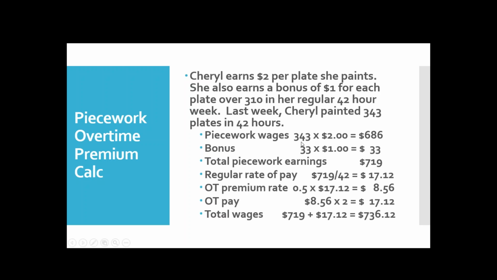So here's the math. 343 times $2 is $686. She went 33 over her 310 scheduled, and she got $1 for each one of these, so we'll add another $33 to give us total piecework earnings of $719, divided by her 42 hours for a regular rate of pay of $17.12. Multiply that times 1/2, and we have an overtime rate of $8.56. Multiply that by her 2 hours of overtime, $17.12, to add to her regular wages of $719. Her total wages are $736.12.